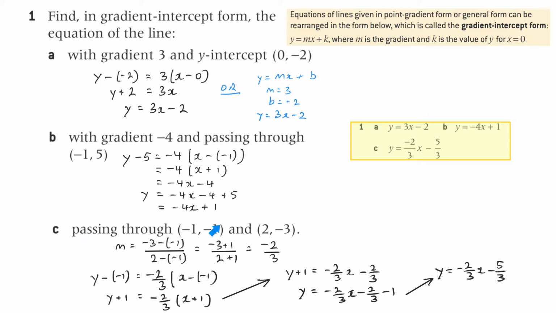C, passing through these 2 points, well, we don't have the gradient, so we have to find it. We're going to use y2 minus y1 over x2 minus x1, and we find the gradient is minus 2 on 3. We put the gradient in the point gradient form using one of those points, and I've chosen this one. y minus y1 equals minus 2 on 3 times x minus x1. Adding that bracket there, we continue just by substitution and resolving that, and then we get y equals minus 2 on 3x minus 5 on 3.